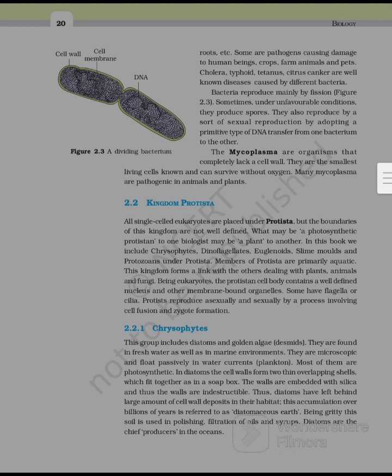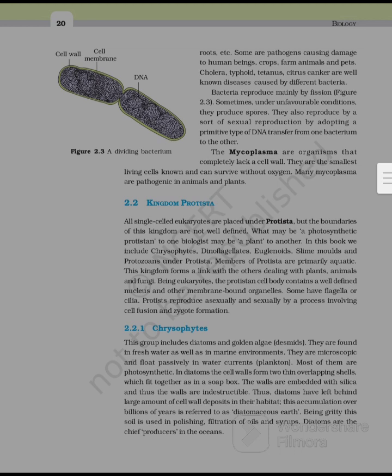Topic 2.2.1 Chrysophytes. This group includes diatoms and golden algae (desmids). They are found in fresh water as well as in marine environments. They are microscopic and float passively in water currents (plankton). Most of them are photosynthetic.